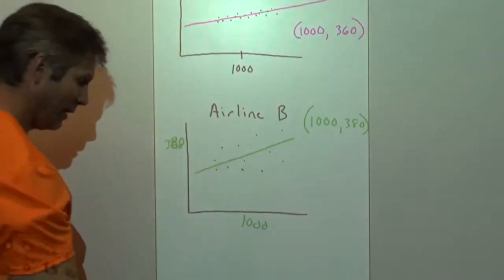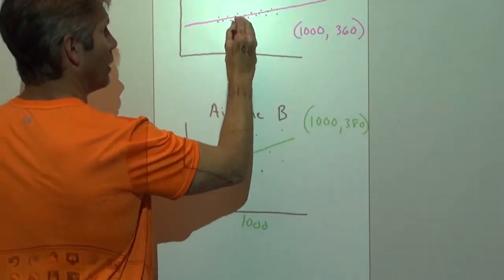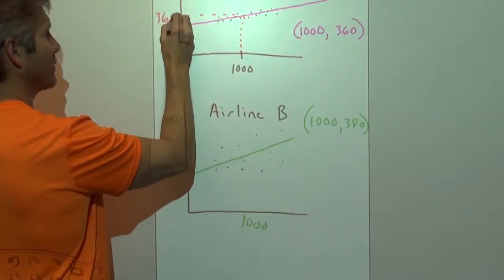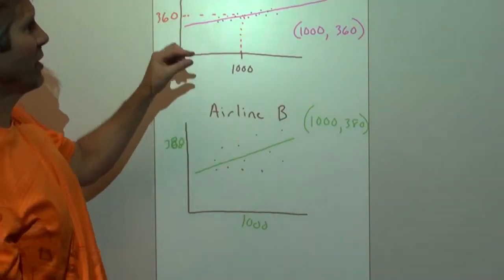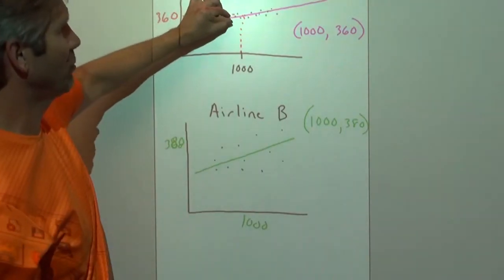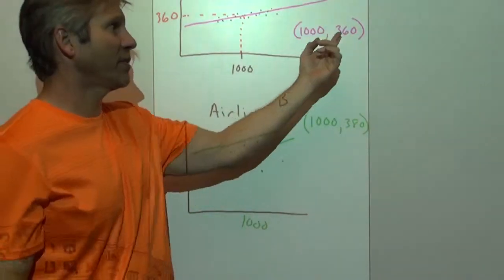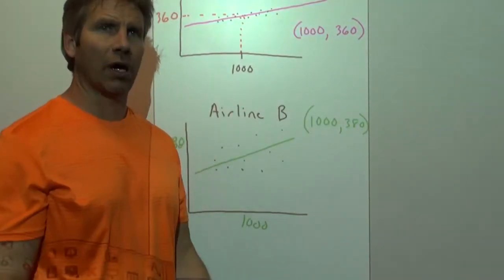But over here, when we say, well, for 1,000 miles, we're predicting an airfare of 360, because in our sample all the airfares were holding really close to that prediction line, we're pretty confident that this is a very accurate estimate of what the flight would cost.